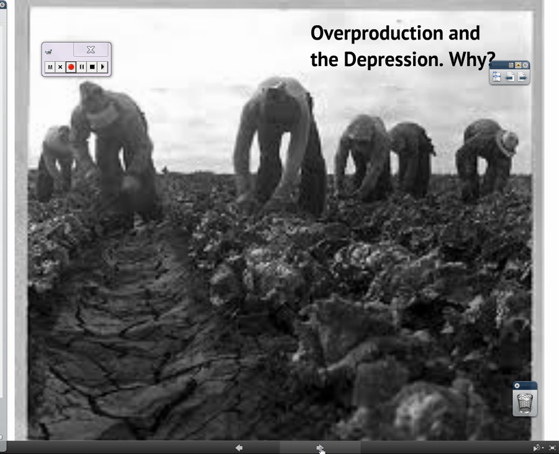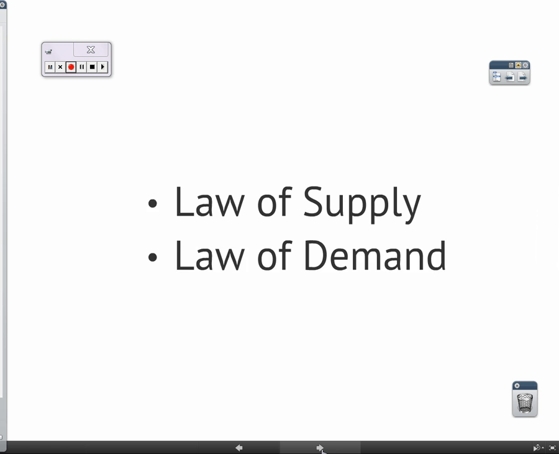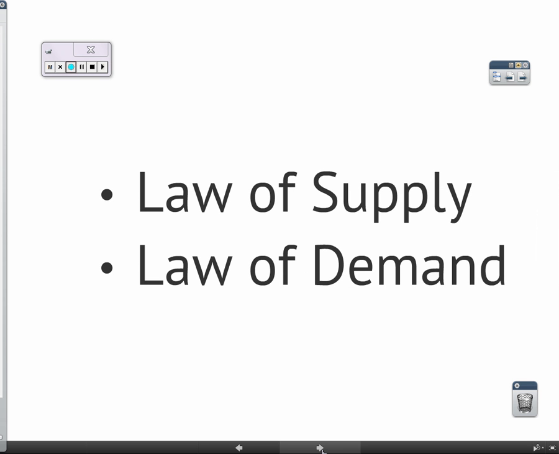Overproduction and depression. Do we have an issue here? If you produce too much, what happens to the price? If the price goes too far down, is that good for the economy? Is that good for the farmer? If corn is $10 a bushel and you produce too much and it goes down to $1 a bushel, is that good for the farmer? It's great for the consumer. I pay less, but it's terrible for the farmer. And that's the law of supply and demand.